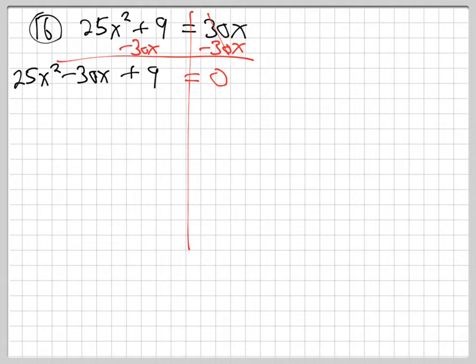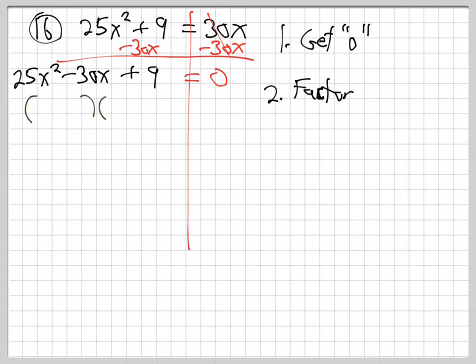Now, what are we going to do from here? Well, step 1 is get a 0. We did. Step 2 is factor. That means like with the parentheses. First off, we should ask, is there something in common to all three terms? Is there a number that goes into 25, 30, and 9? I was thinking about 3, but 3 doesn't go into 25, and they don't all have an x, so there's no GCF. We skip the one big parenthesis GCF step and go right to the 2 parentheses.